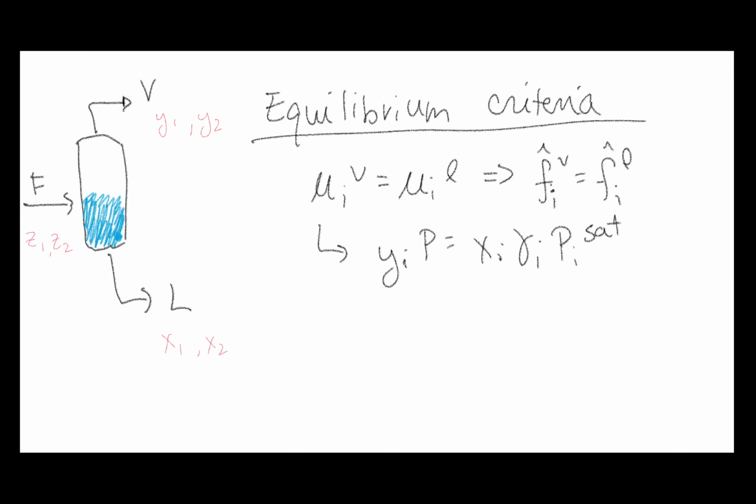So in many cases, this will simplify to this equation, y_i P equals x_i gamma_i times the saturation pressure of species i, where gamma_i is the activity coefficient. You may remember that this equation we have here is what we call modified Raoult's law, which assumes that we have a non-ideal solution.